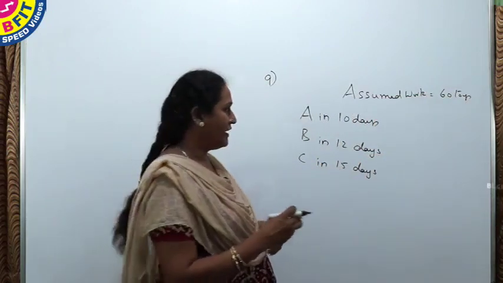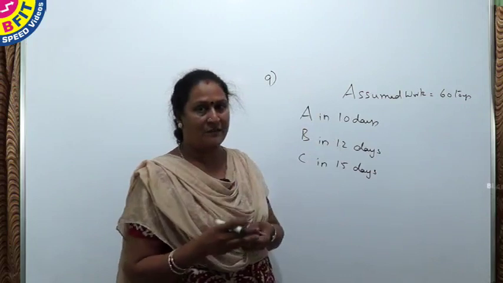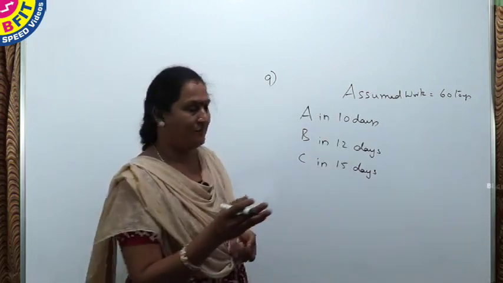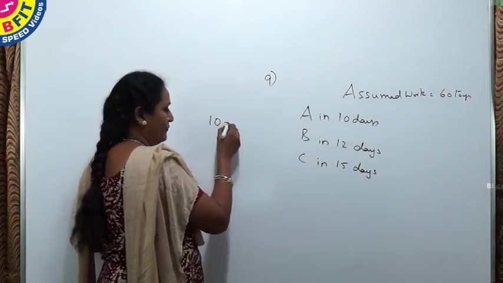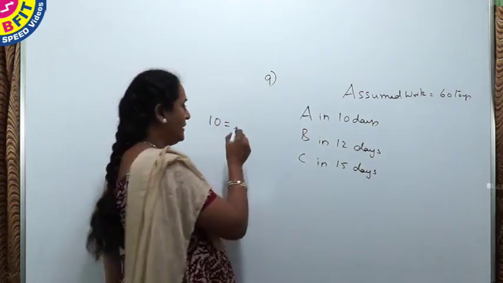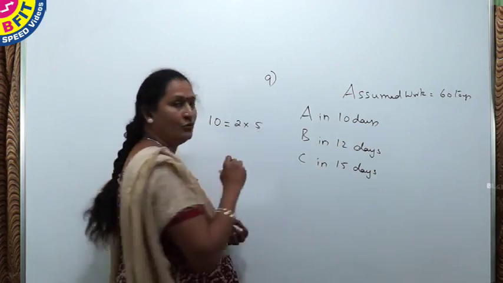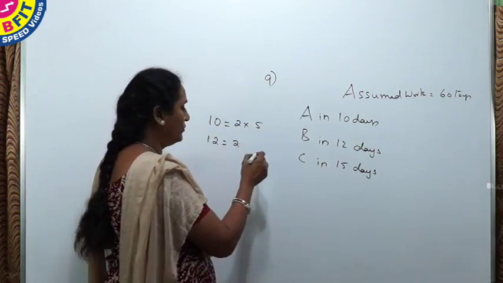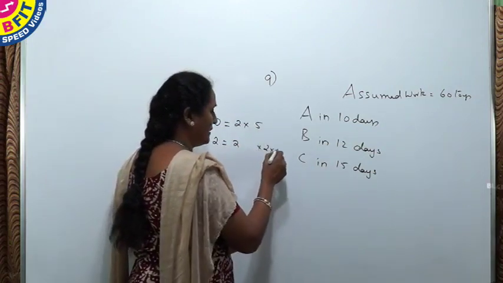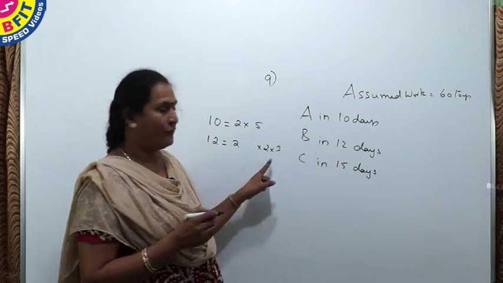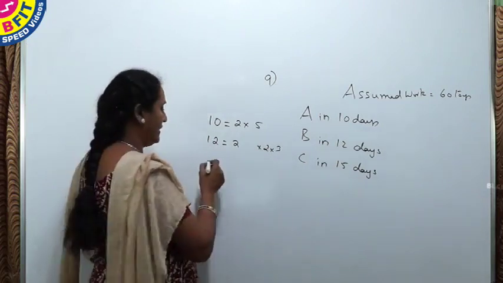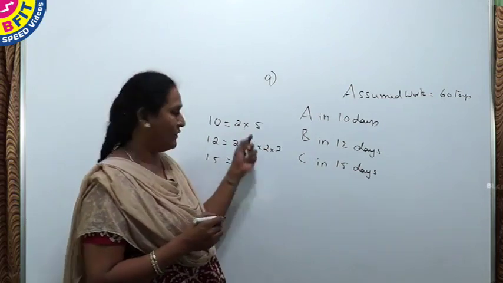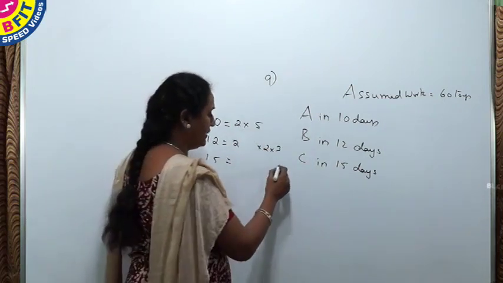You can find the LCM by finding multiples, or you can split the numbers into factors and find the LCM. See, 10 can be split into 2 and 5. 12 is split into 2 into 2 and 3. So 2 into 2, 4, 4 into 3, 12. And 15 can be written as, writing the factors in a line, one below the other, 3 into 5.